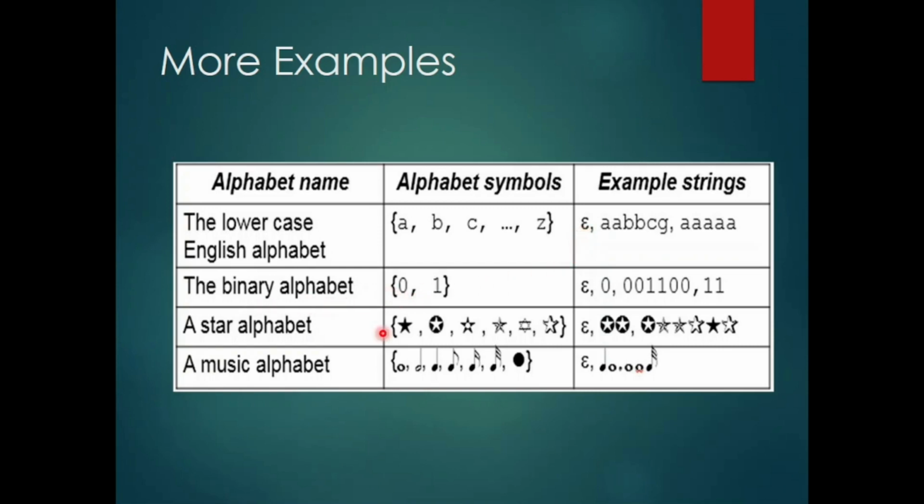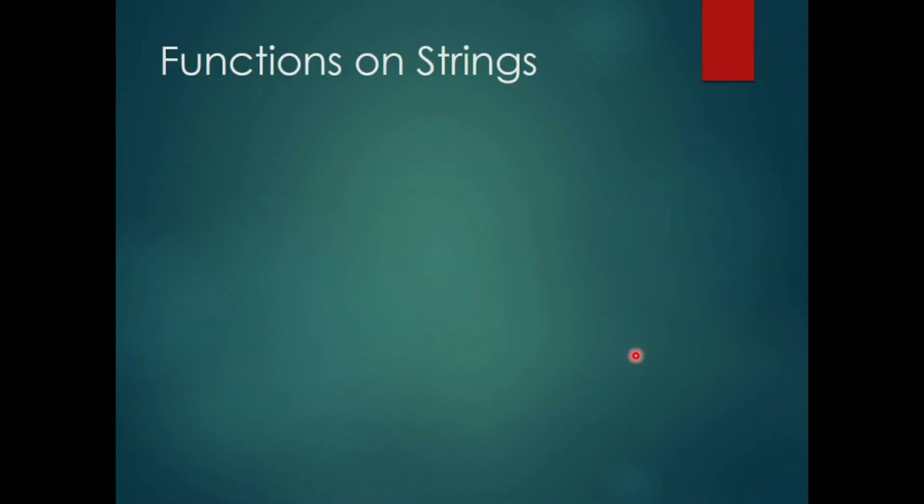Another example would be the binary alphabet, which may consist of 0 and 1, and this is a sample valid string for the given alphabet set. Similarly, I have the star alphabet and the musical alphabet, and these are examples of strings of the respective alphabet sets.